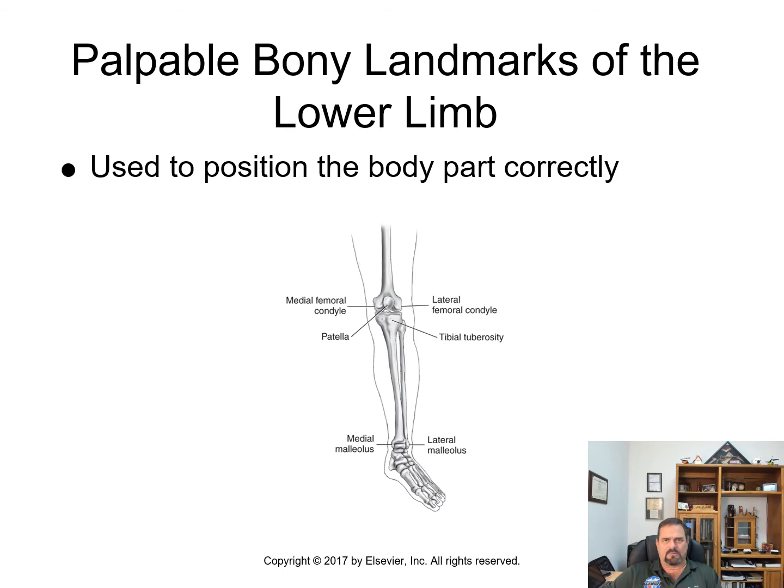All right, so palpable bony landmarks of the lower limb are used to position the body part correctly. You need to understand this, especially, like we mentioned earlier, the medial malleolus and the lateral malleolus, super, super important, and the tibial tuberosity. These are all identifying areas that we're going to be able to use as a landmark when we're doing our positioning to get the proper x-ray.